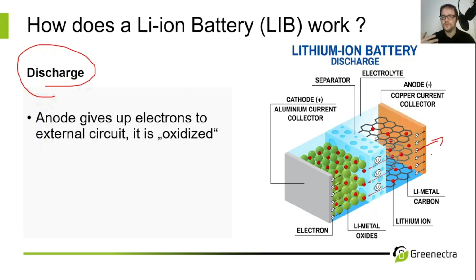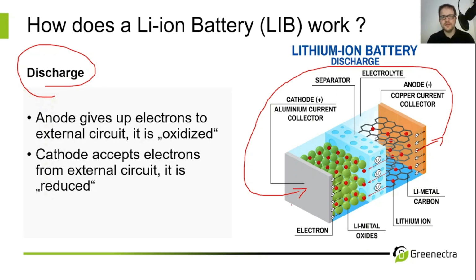It is therefore oxidized. So the material giving up electrons we call anode, and it is the material being oxidized. It's an oxidation. These electrons will then travel through our external circuit. In other words, it's the current running through our mobile phone, to name an example.